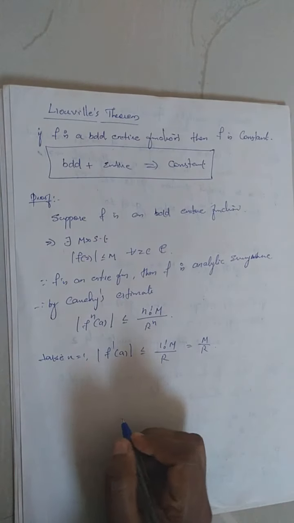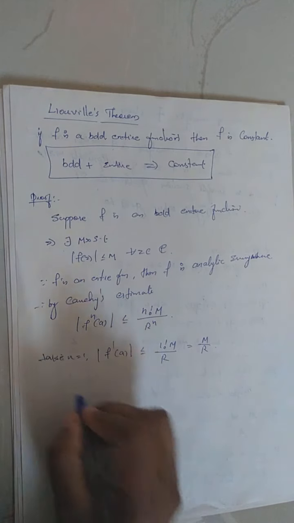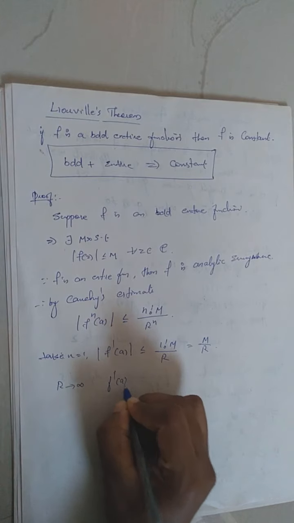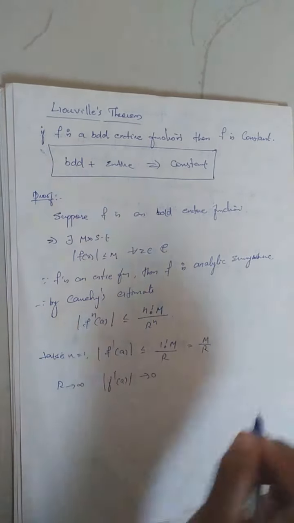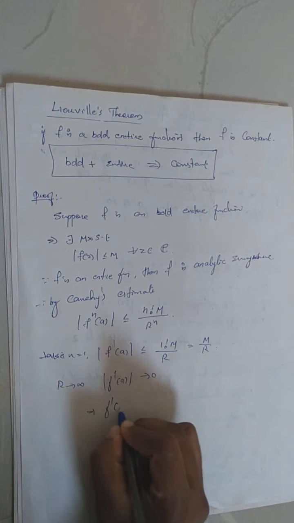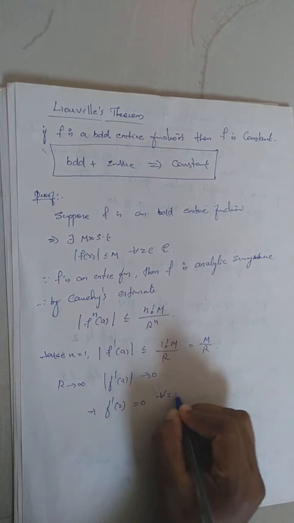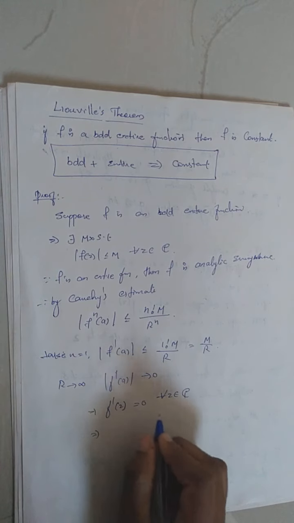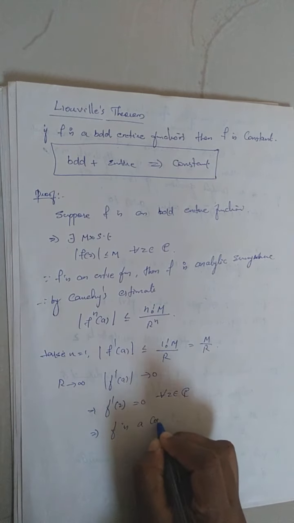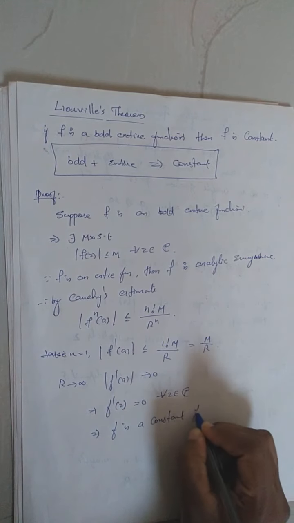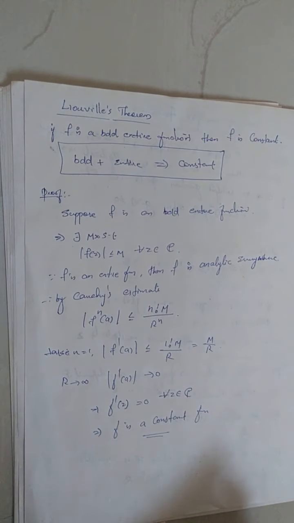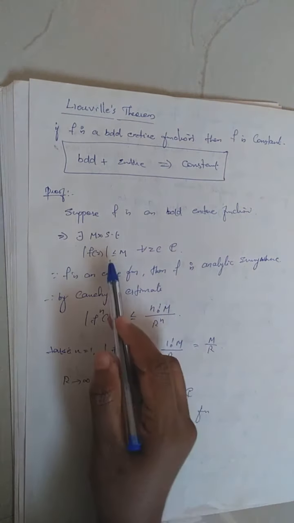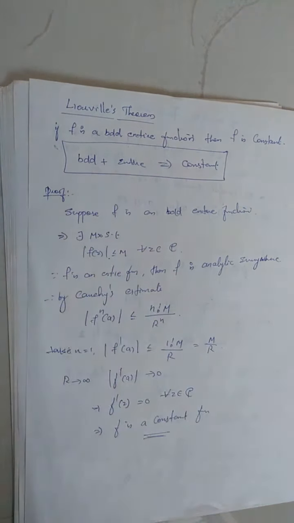Okay. Taking the limit as R tends to infinity. When R tends to infinity, then what will happen to modulus of f dash of a? This tends to 0 for every a. So which implies derivative of that function is equal to 0 for every point z in C. Derivative equal to 0 means that f is a constant function. So very easy to prove only by using the boundedness concept and Cauchy's estimate theorem.